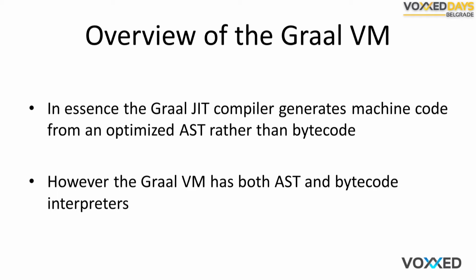So the Graal JIT compiler essentially generates machine code from an optimized abstract syntax tree. It uses a different form of representation of the source code, not bytecode, but an abstract syntax tree that it uses to optimize calls and to generate machine code that's executed by the Java virtual machine. However, apart from that, the Graal virtual machine also supports the execution of bytecode. It has a bytecode interpreter that allows you to execute bytecode in the same way as the JVM does. But on the other hand, it works on this abstract syntax tree data structure in order to execute and to generate machine code.